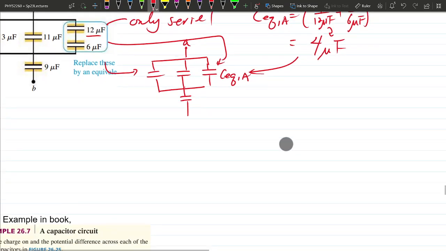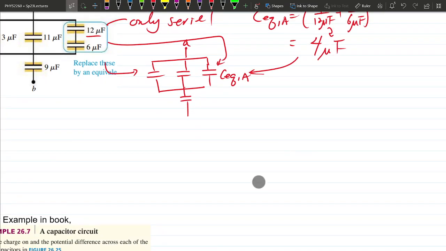Now what I'm going to do next is combine all three of these together. Because now I see that this is parallel, parallel, parallel. These three capacitors are all in parallel to each other. So I'm going to make the equivalent. Let's go down. I'm going to combine all three of these. So how many capacitors will I have left now if I combine those three together? Two, right?